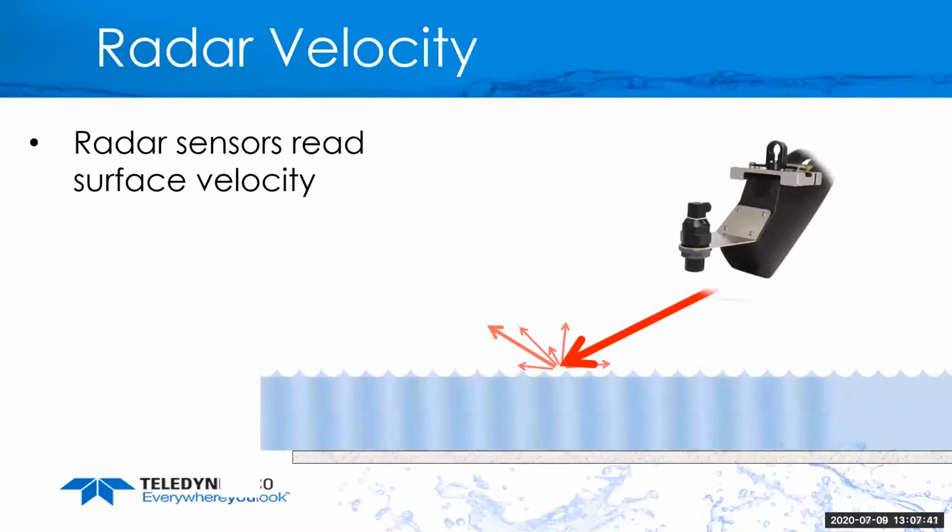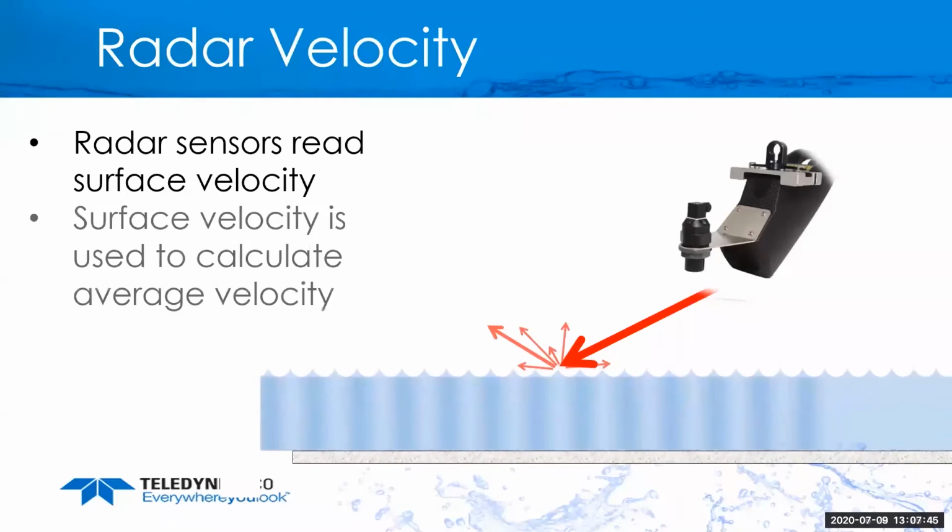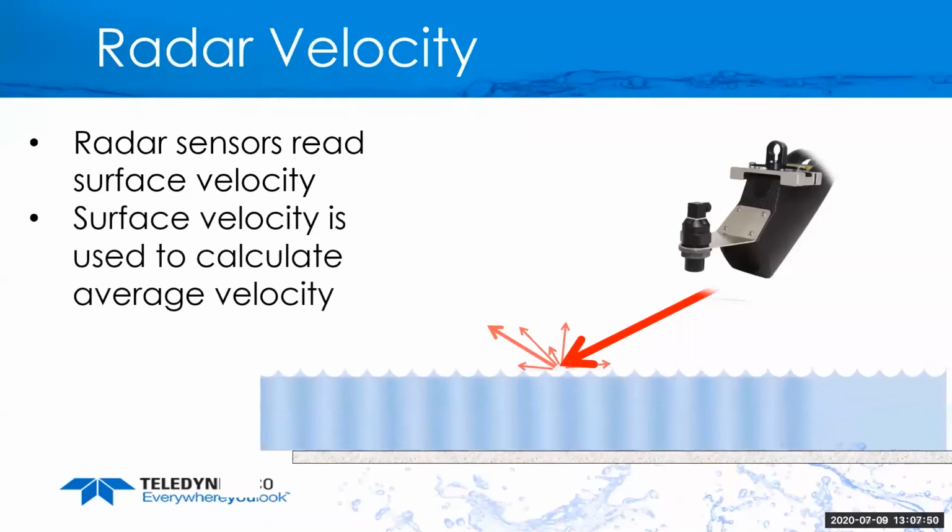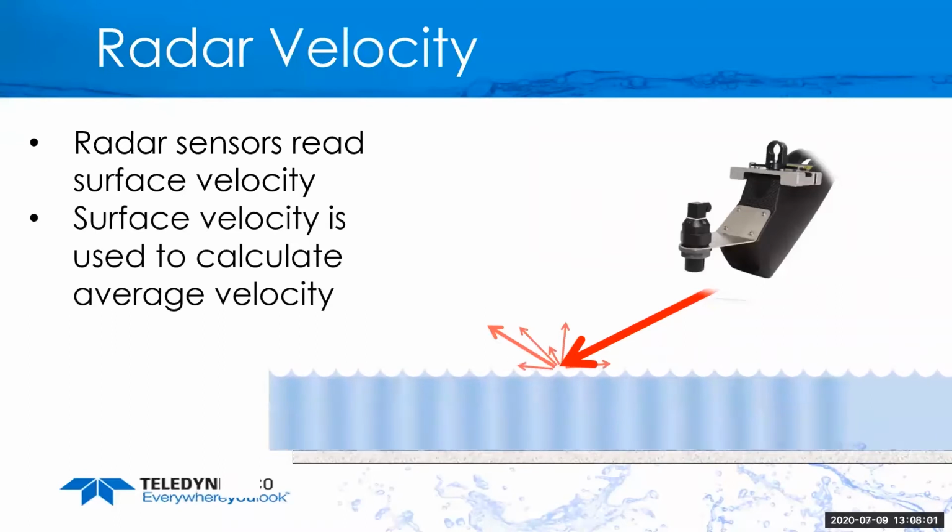So here's an example of that. The radar reads the surface, so it transmits the signal, bounces off the ripples or anything in the water, and it gets a return signal. And then it uses that to calculate the average velocity. Now, in some cases, it may require that you do a flow profile to determine the coefficient to be used with that surface velocity.